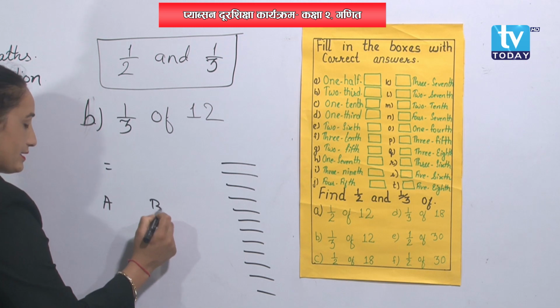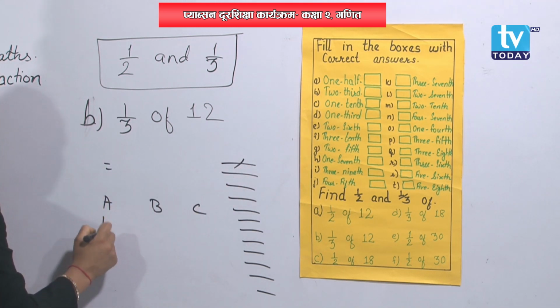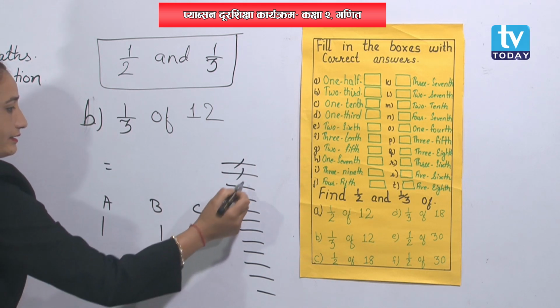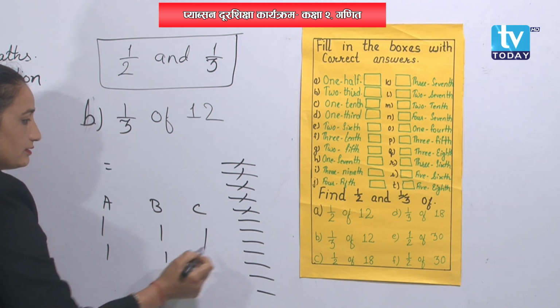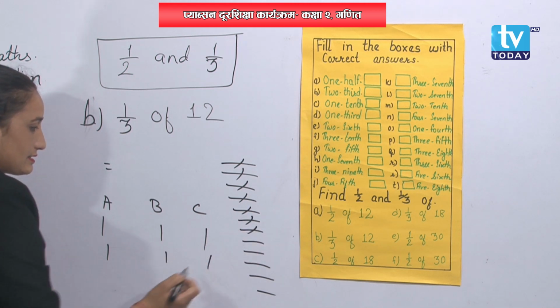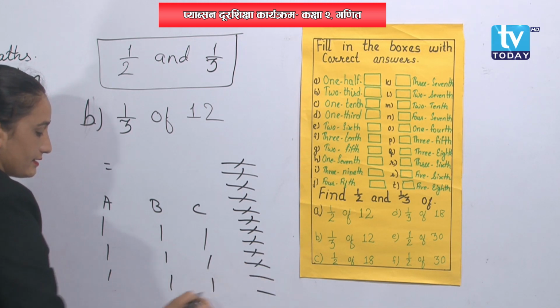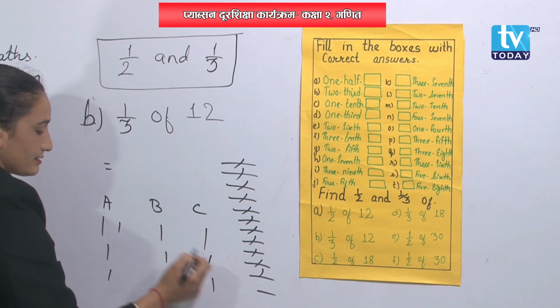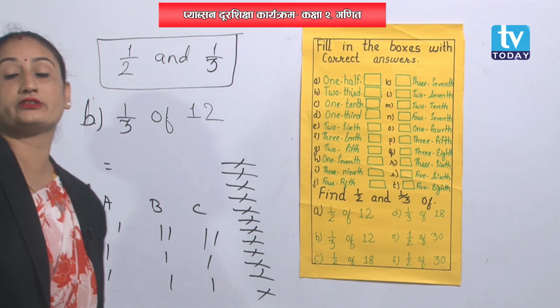A, B, C. Okay. Now give one line over here. This one line here, this one line here. Again this one, again this one, again this one. This line here, this line here and this line here. This here, this here and this here. Now please count, students.